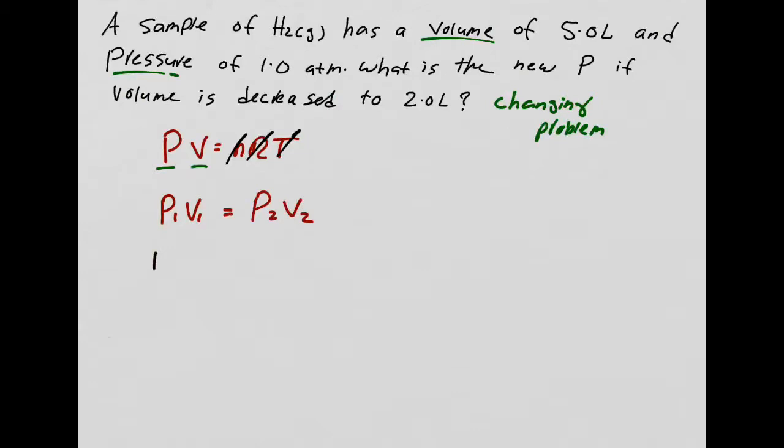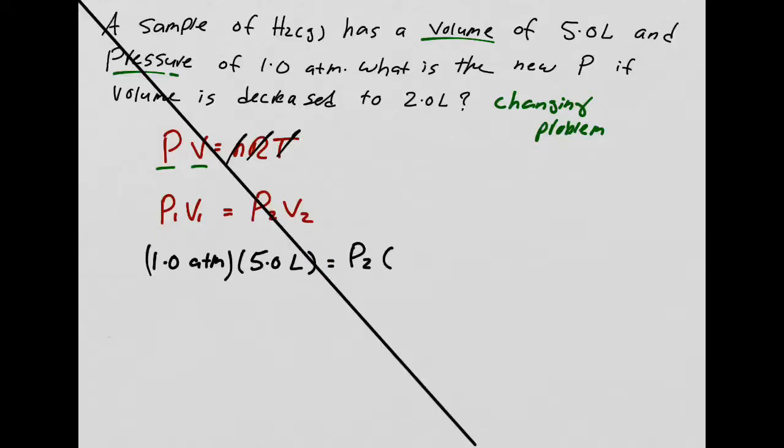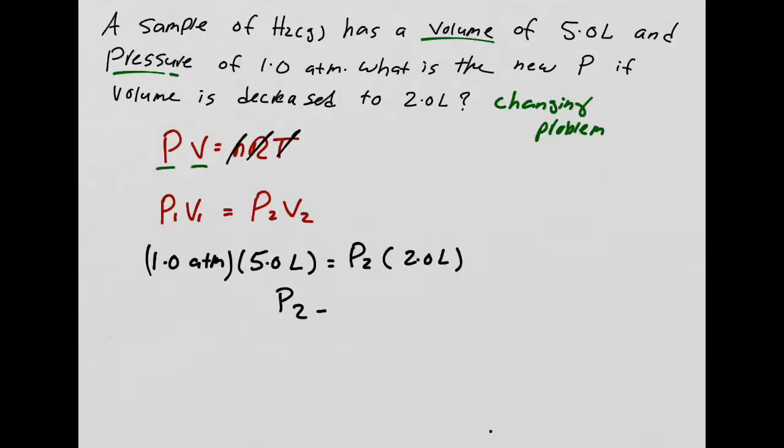All right, what is my P1? My P1 is 1 atm. Is it the right unit? It is. The unit really matters. What is my V1? My V1 is 5.0 liters. What is my P2? That's what I'm trying to figure out. My V2 is 2.0 liters. I made it easy for you because the units are all okay, but pay attention to units. So my P2 is 2.5 atm.